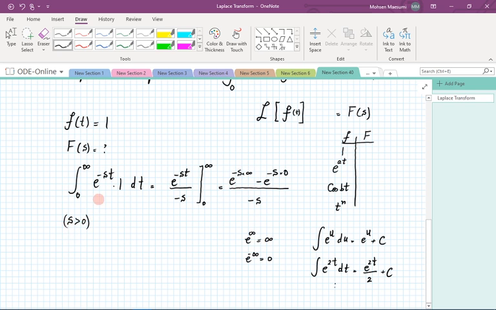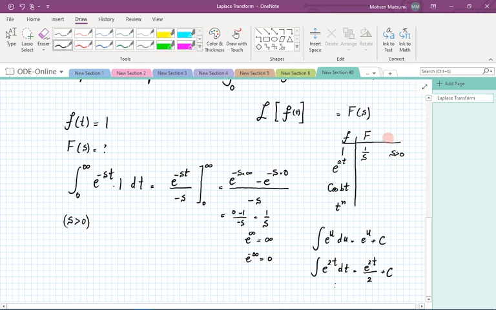0 is not going to be acceptable either, because exponential of 0 is 1 and its integral is going to be infinity again. So subject to the assumption that s is larger than 0, this expression becomes, this is 0 and this is minus 1 over minus s, which is simply 1 over s. So what we learn is that if little f is 1, then its Laplace transform is 1 over s, assuming that s is a positive number.